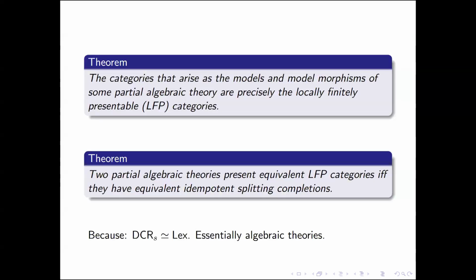Right, and then there are some results about this notion of partial algebraic theory. So call them theorems. The first theorem about them is that the categories that you get as the models and model morphisms, the things that play the role of varieties in this story, are precisely what people call the locally finitely presentable categories. If you know, great. If you don't, that's fine. And then we also have an analog of this Morita equivalence condition for algebraic theories, where two of these partial algebraic theories correspond to the same locally finitely presentable category precisely in case they have equivalent idempotent splitting completions. And this is exciting if you're into this.